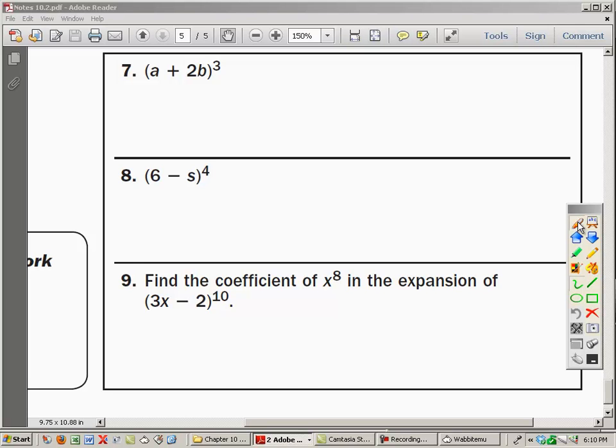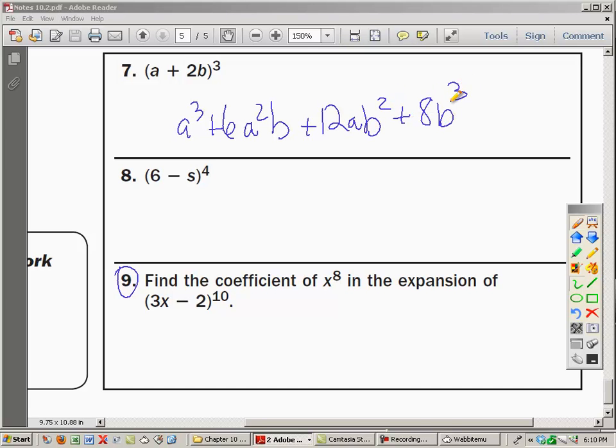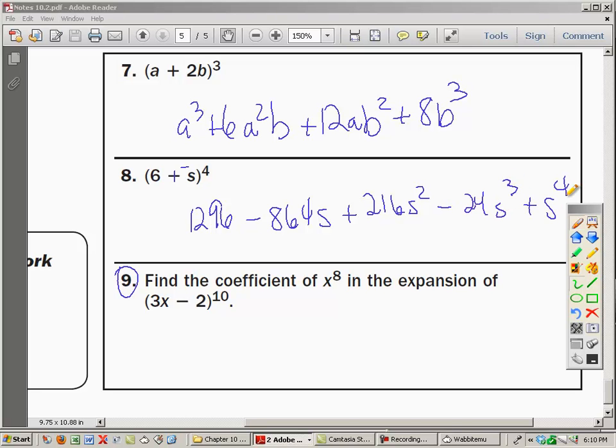All right, I'm just going to run through the solutions on these ones. We will take the time to do number 9. But for number 7, you should have a to the third plus 6a squared b plus 12ab squared plus 8b cubed. For this one, because it's plus or minus now, notice that they put the 6 in front of the s, so that saves some trouble here. The first term ends up being 1296, minus 864s plus 216s squared, minus 24s to the third, and plus s to the fourth. And again, if you want help on how to do that one, we'll talk about that one more in class.